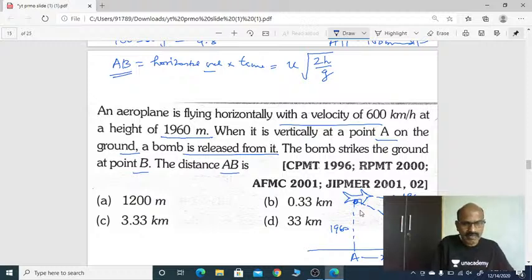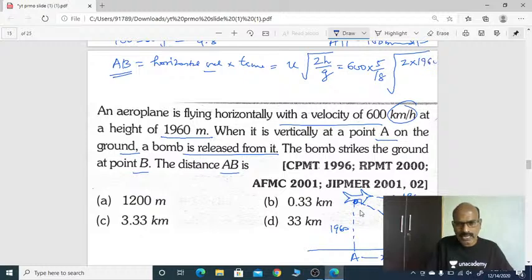So what is the horizontal velocity given here? u is 600 kilometer per hour. So multiply by 5 by 18, you will get meter per second. u, 600 kilometer per hour, I converted by 5 by 18, into root of 2 into height, height is 1960, by g 9.8. That's it. Simplify. You will get the right option, option C, 3.33 kilometer.